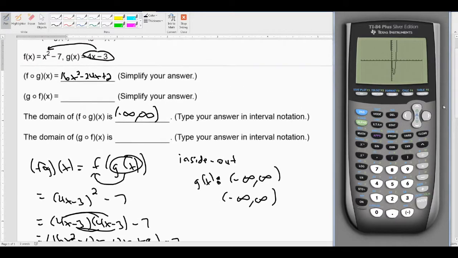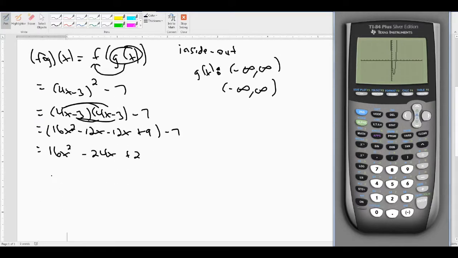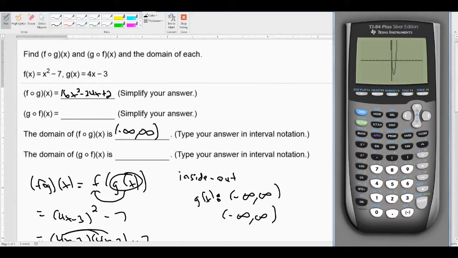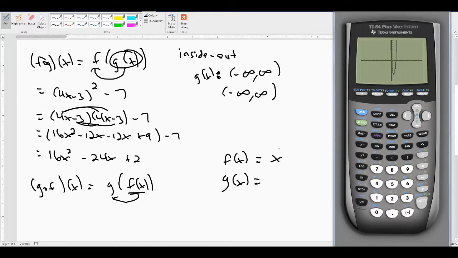So now we're going to do g∘f of x. When you do g∘f of x, we're going to find g of f of x. That means this f of x goes inside the g function. Let's write down the f of x function down here so we can all see it. The f of x function was x squared minus 7, and g of x was 4x minus 3.